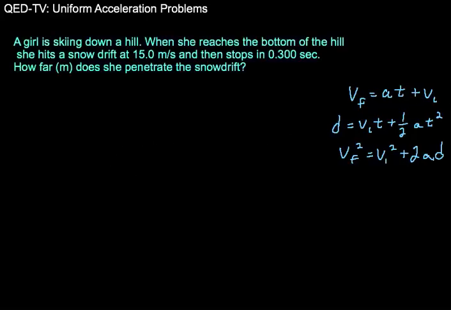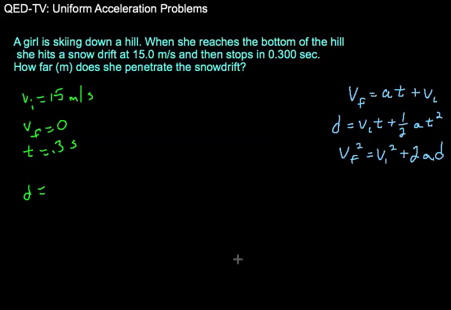Okay, a girl is skiing down a hill. When she reaches the bottom of the hill, she hits a snowdrift at 15 meters per second and then stops. Okay, so my VI would be 15 meters per second. My VF would be stopped, 0. And the time it took to do that is 0.3 seconds. And the question says, how far distance does she penetrate the snowdrift?